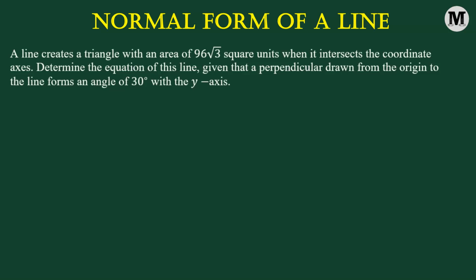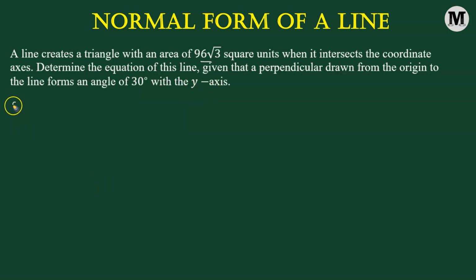A line creates a triangle with an area of 96 times square root of 3 square units when it intersects the coordinate axes. Determine the equation of the line, given that a perpendicular drawn from the origin to the line forms an angle of 30 degrees with the x-axis.